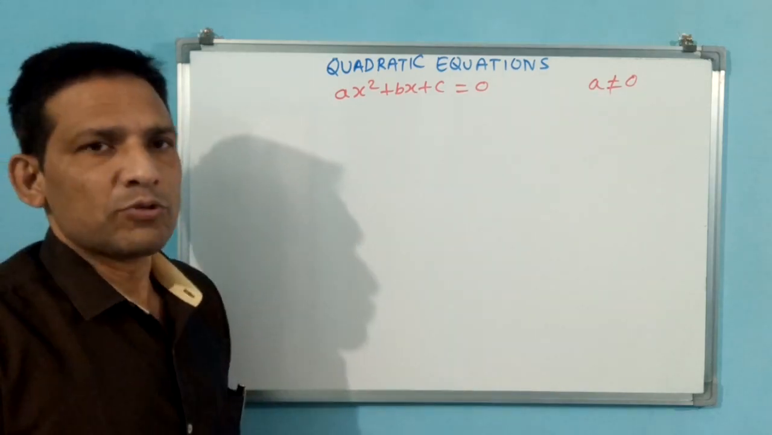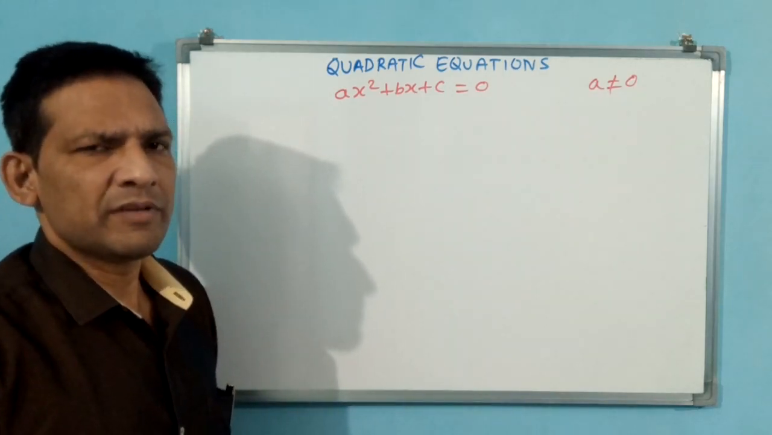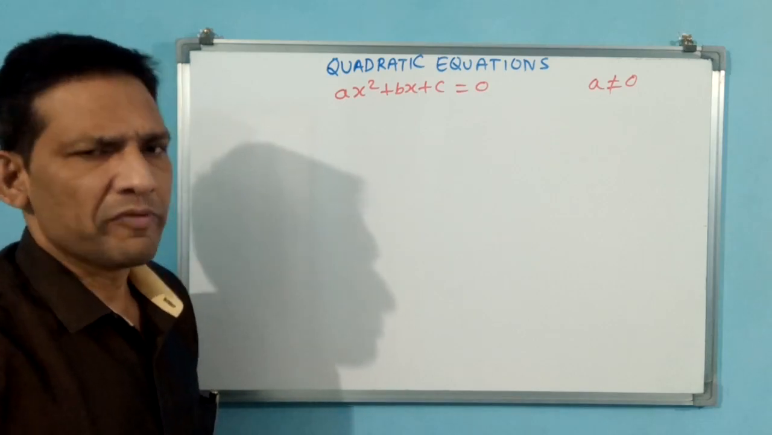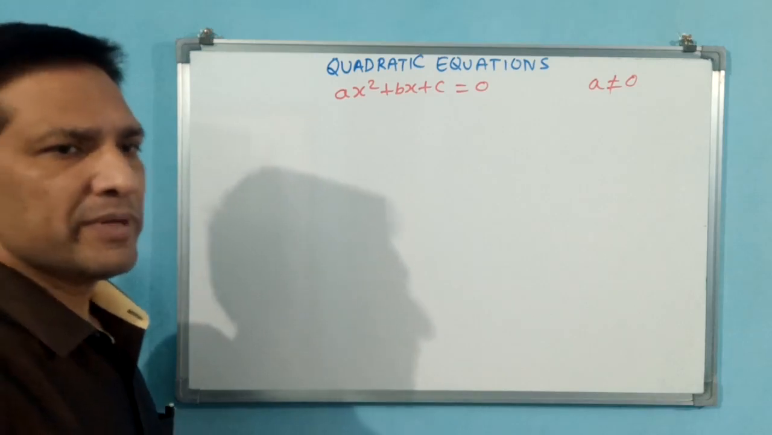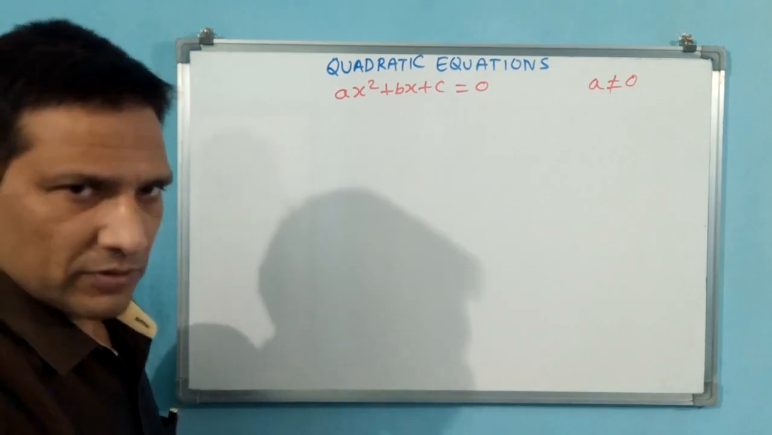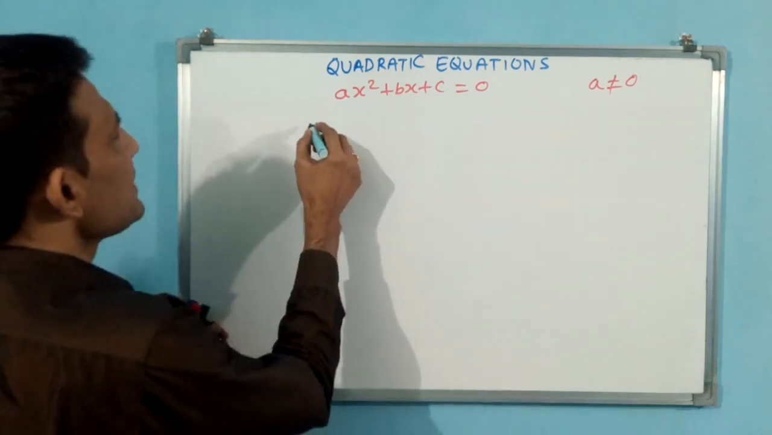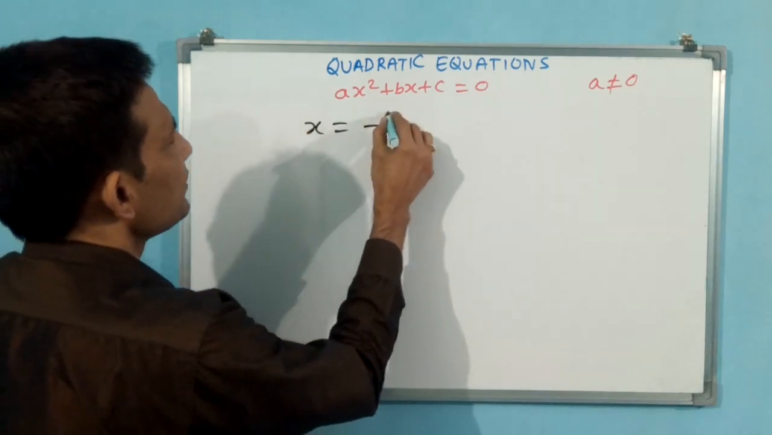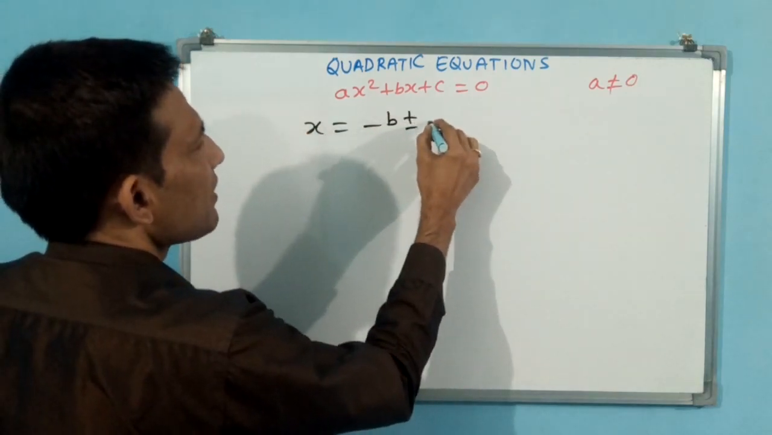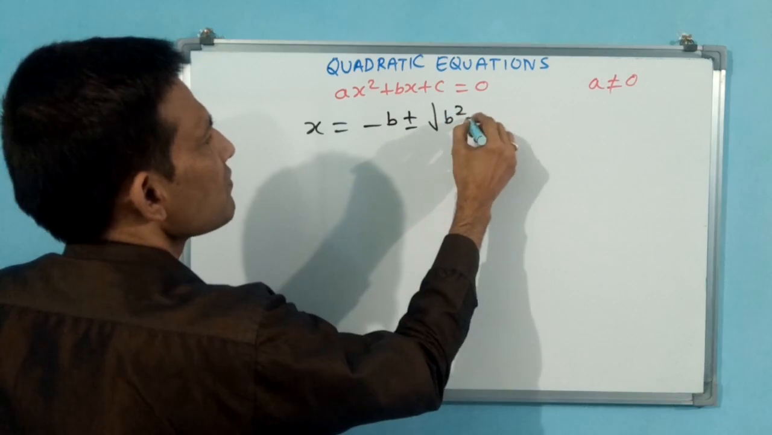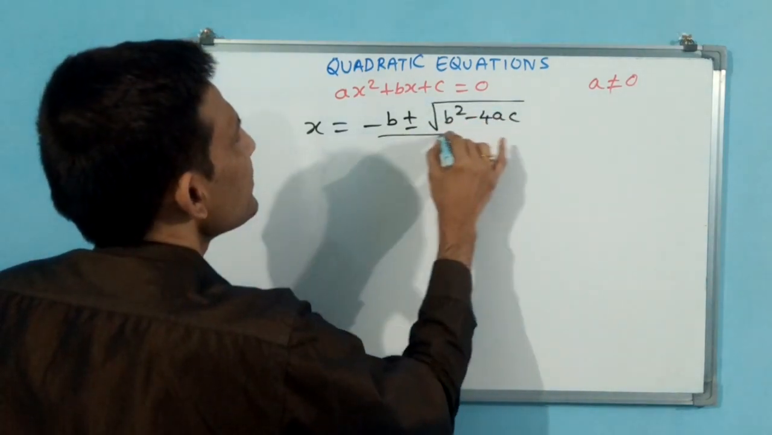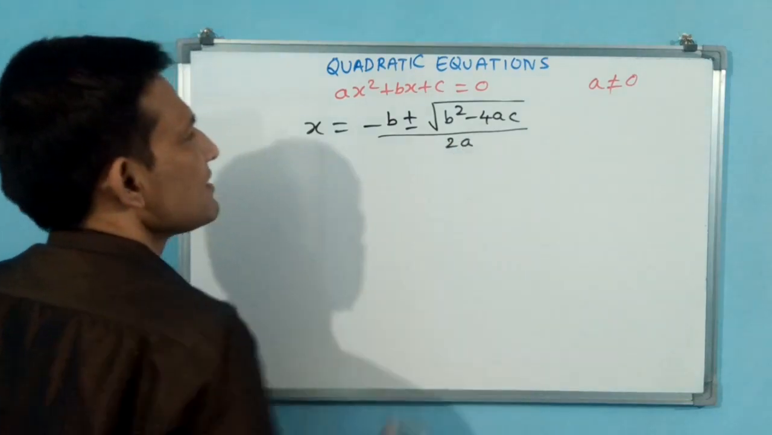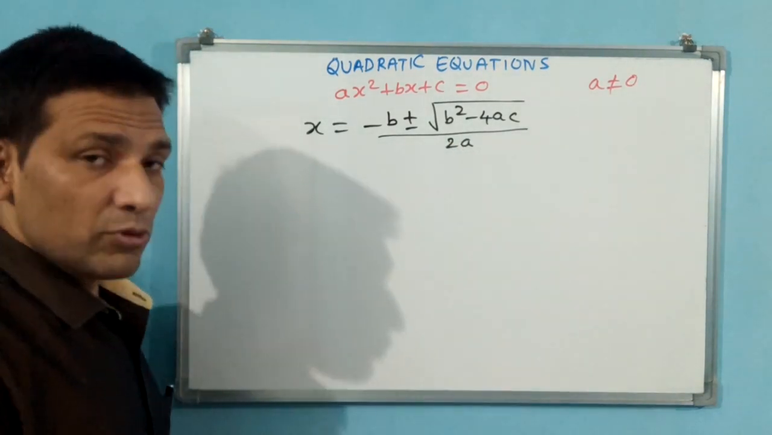Now what will be the solution of this equation? Why? Because solution we will call, or else roots we will call. See, roots means normally the solution will comprise roots. That is why roots we call. Okay, we see what is the formula. X is equal to minus b plus or minus square root of b square minus 4ac by 2a. Okay, this is the solution.